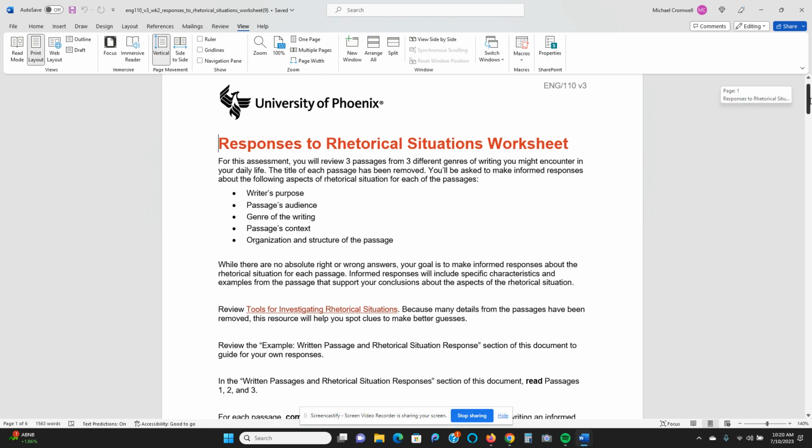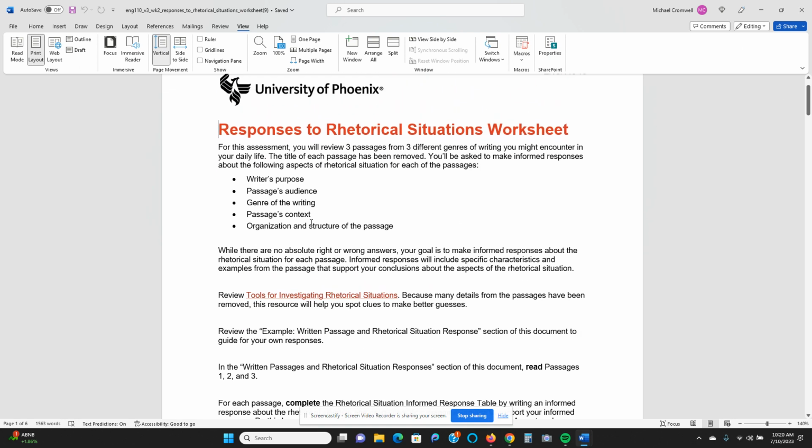All right. Read all the instructions at the top. That link I just went over, Tools for Investigating Rhetorical Situations, is also here. So you can open it up here also to go over that, and it'll discuss all of these: the writer's purpose, the writer's audience, the genre of the writing, the context, and the organization and structure of the passage. Okay. All right. So what's this?